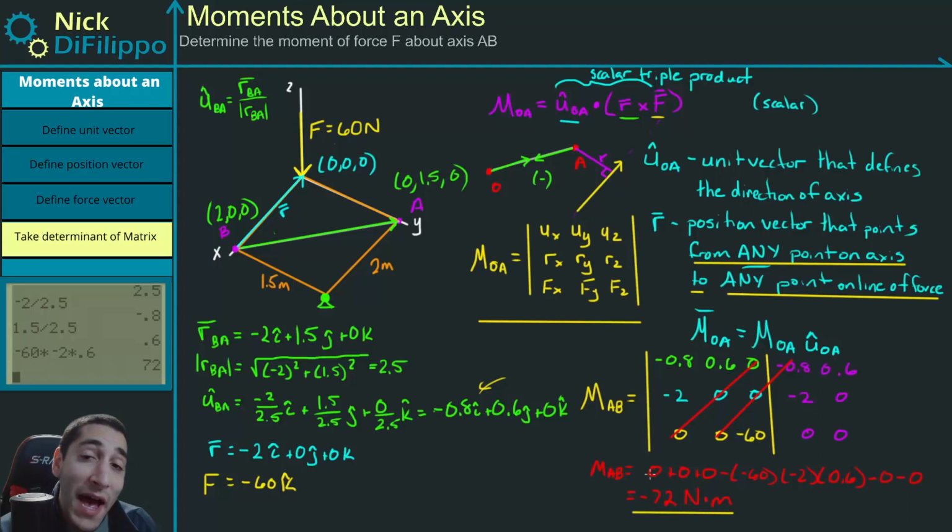If I'm asked for the magnitude, I take the absolute value of this number and I get 72 Newton meters. If I'm asked for a vector quantity, I'm going to multiply the 72 Newton meters by my unit vector. That's all I have to do. But this is how you take a moment about an axis.